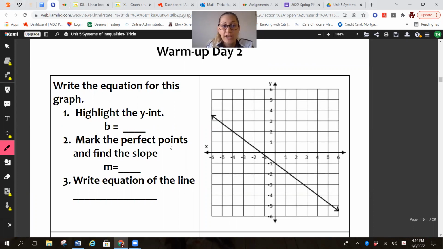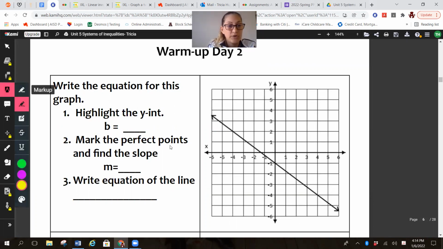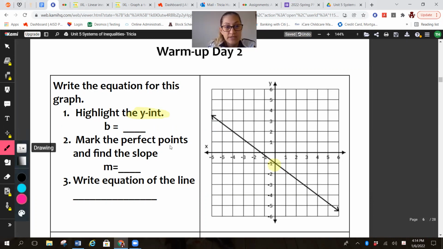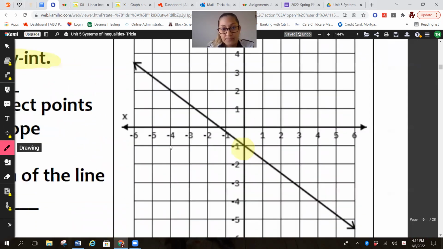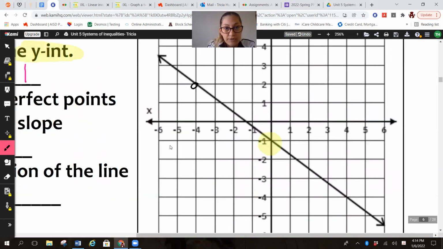Okay, ready to go. The first thing I notice is the y-intercept. We know the y-intercept is where the line crosses the y-axis. In this case, it's -1. Now we're going to mark the perfect points to find the slope. Let's do that in black. It looks like here's a perfect point. The y-intercept's a perfect point, and here is a perfect point. So we have 3 perfect points.